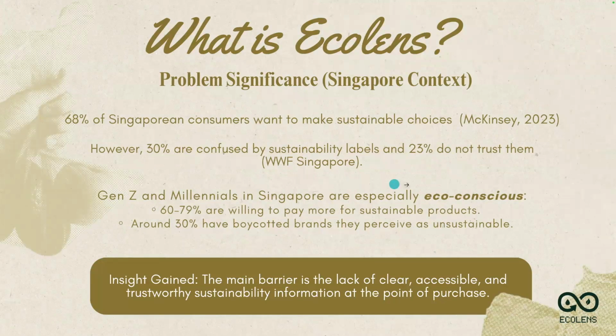So why is this problem significant? Because 68% of Singaporean consumers want to make sustainable choices, but they do not have the data to be able to make that decision. What we gain from this insight is that the barrier causing this is the lack of clear, accessible, and trustworthy sustainability information at the point of purchase.